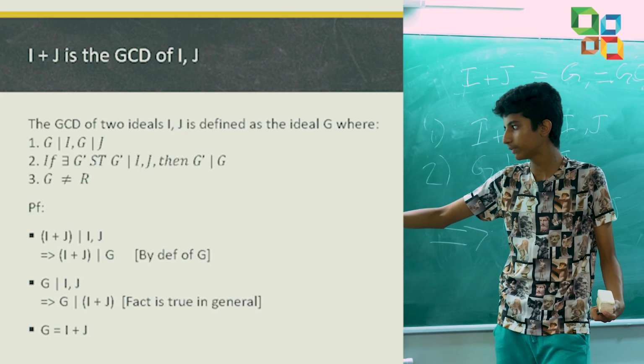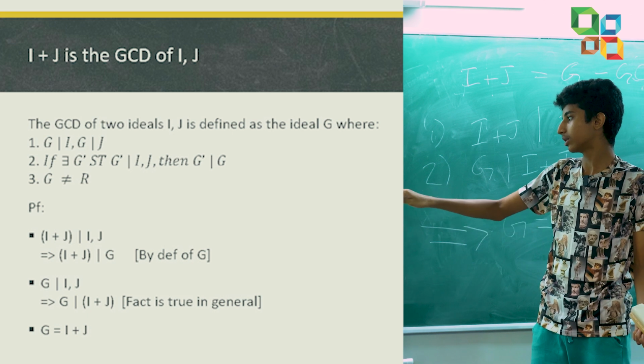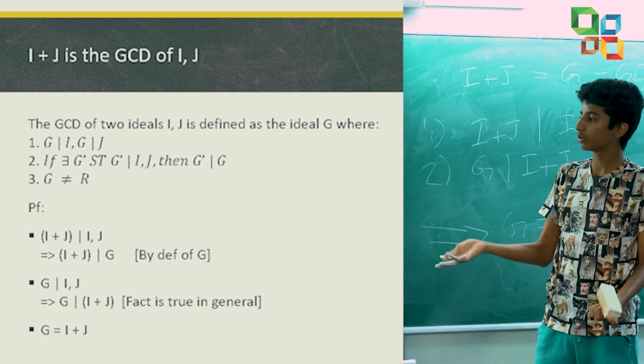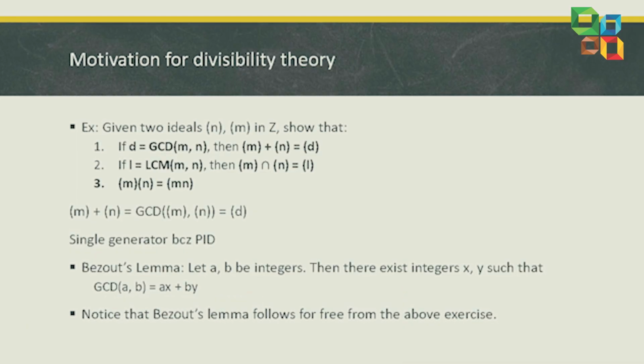The hint is prove that I intersection j divides I and j, and then I intersection j divides LCM of I and j, and then show that LCM of I and j divides I intersection j. Then you will get they are equal.